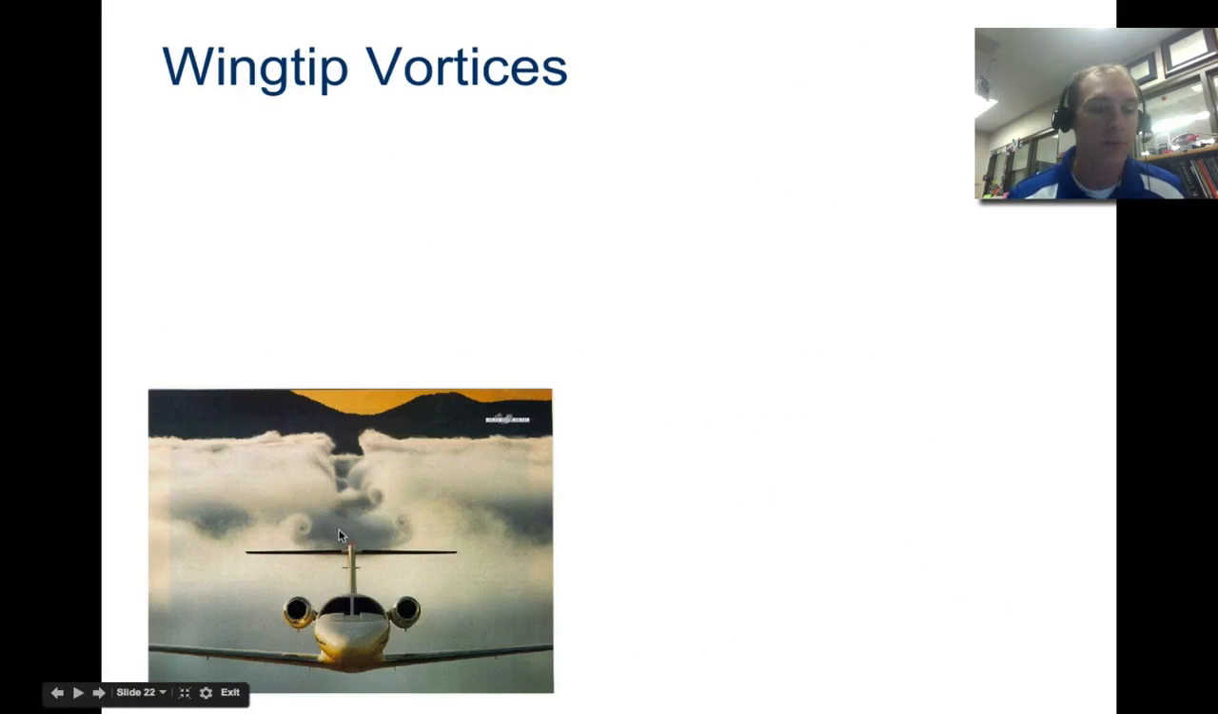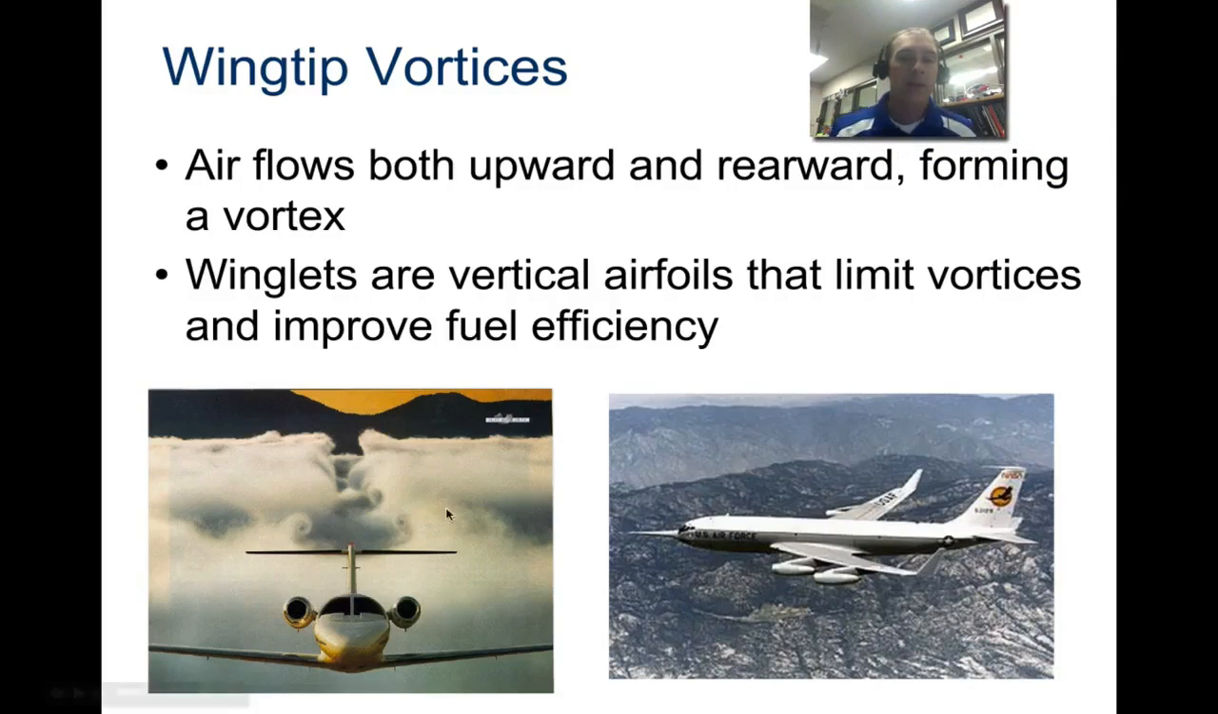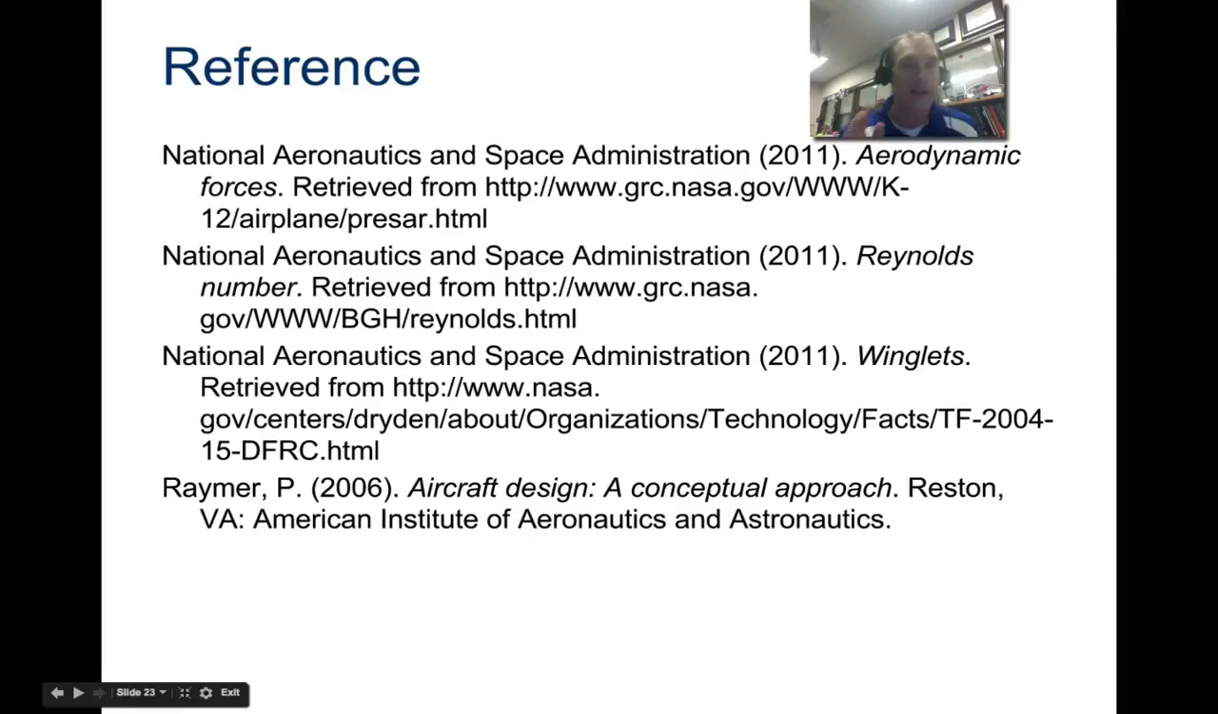So here's a picture of what it actually looks like. As you go by it, all of these vortices are created. You can see this slice through the cloud. So again, winglets are used to limit those vortices and improve fuel efficiency. And now we're finished.